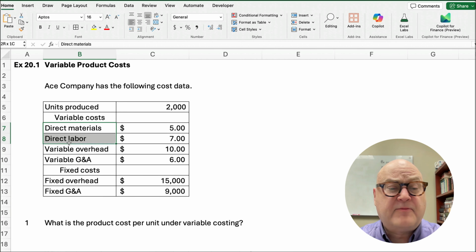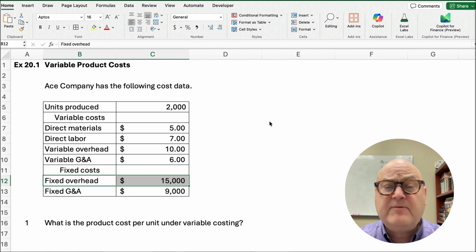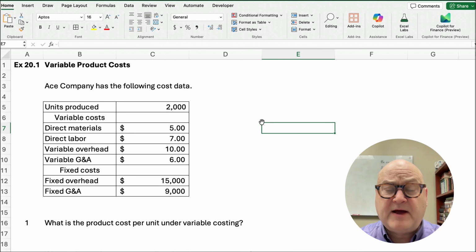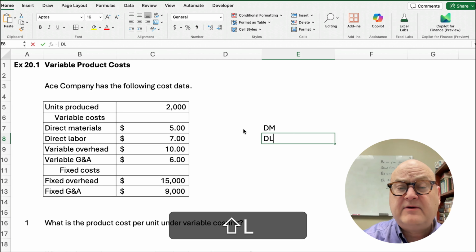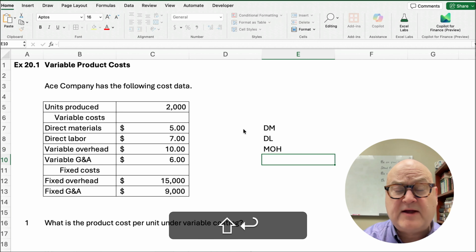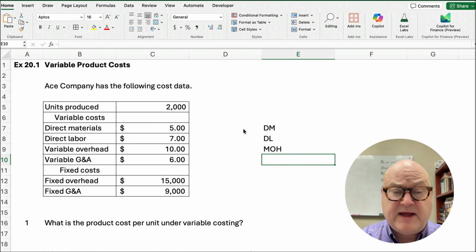So these are our product cost, including overhead. Remember, our product costs are made up of direct materials, direct labor, and MOH, right? Those are our three product costs. Manufacturing overhead or just simply overhead. The general and administrative are period costs, not product costs.